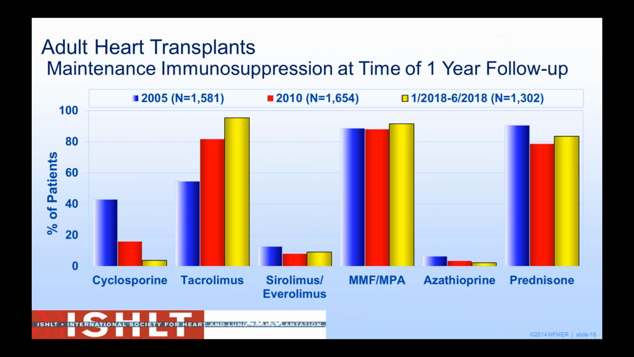This is data from the ISHLT showing use of various immunosuppressive agents over different eras. And internationally, the mTOR inhibitors are still used relatively sparingly compared to now tacrolimus, the predominant calcineurin inhibitor.